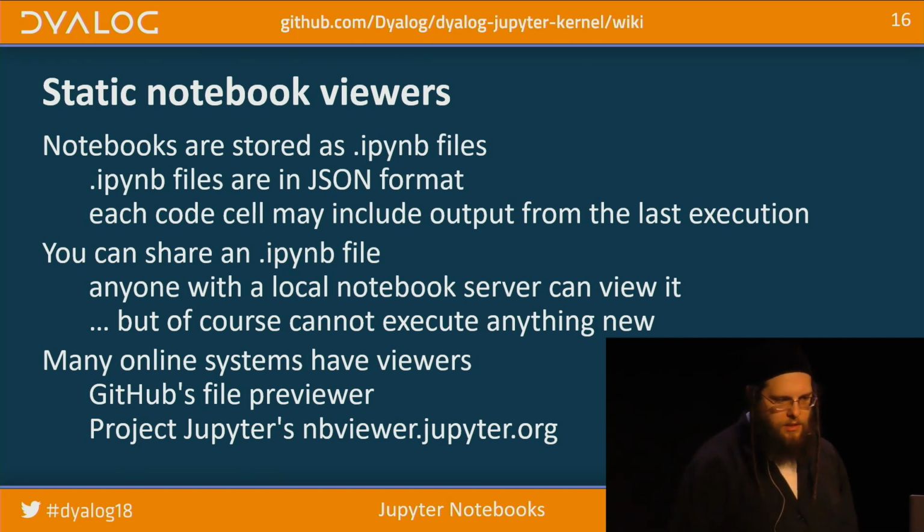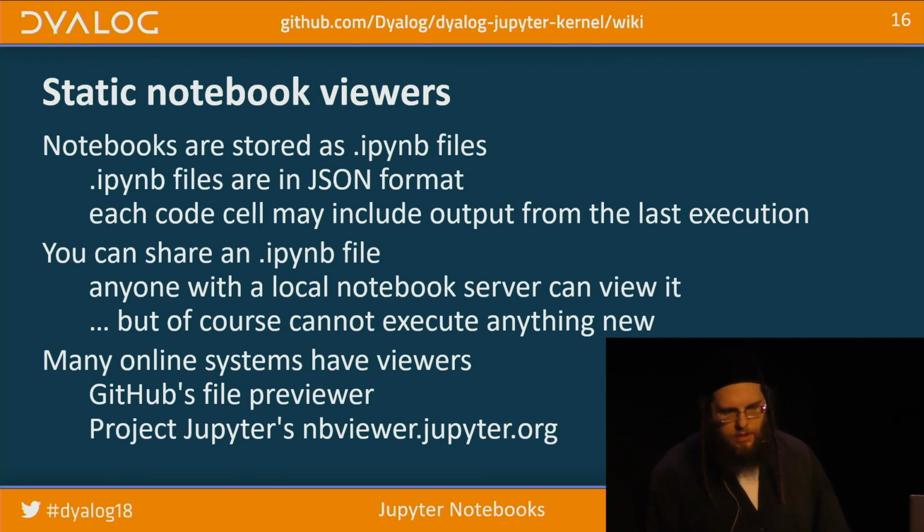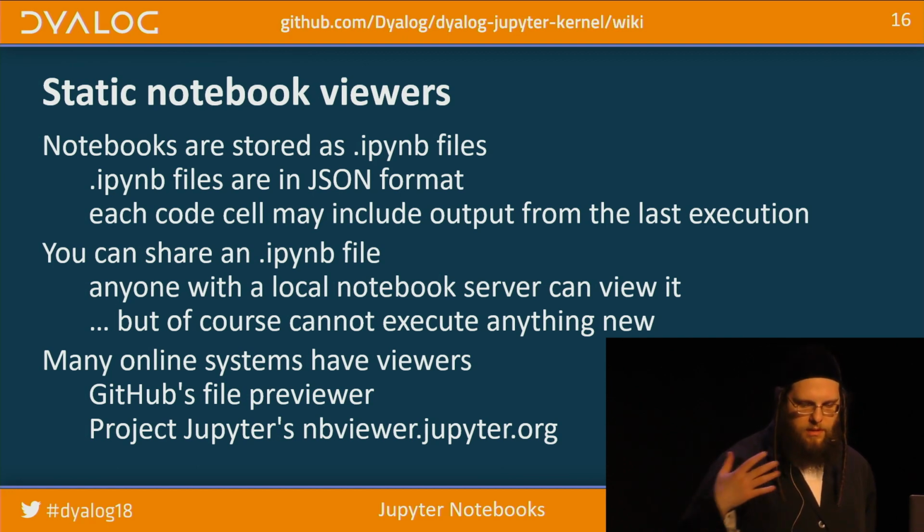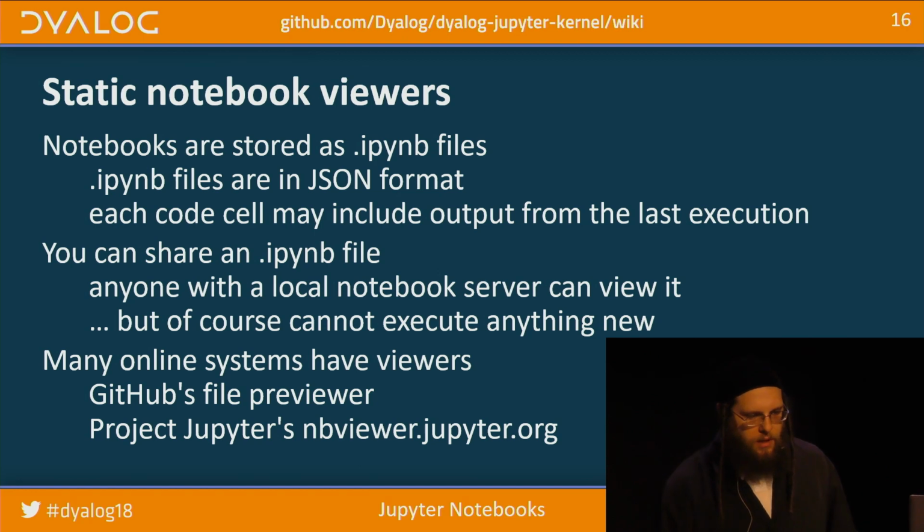Okay, a Jupyter Notebook is just really a JSON document. And so you can have a viewer that just takes this document and displays it, and that includes all the output, as I mentioned. You can send a file. It's just a text file. Anybody can view it. But of course, you can't execute anything if you just have a static viewer. Same thing applies if you were to send a Word document and somebody uses a Word viewer to view it.